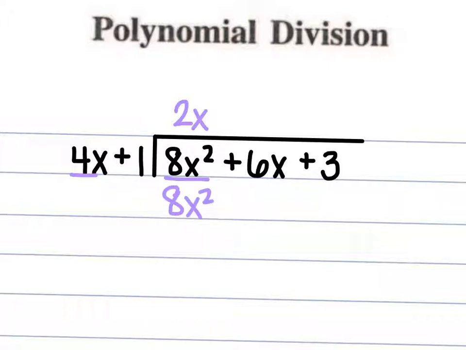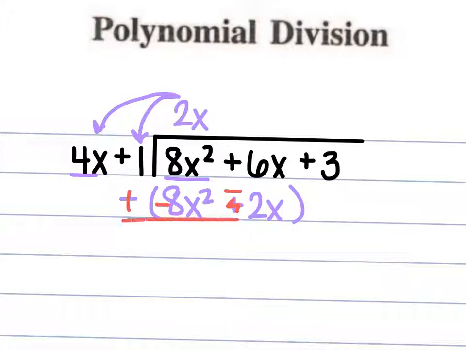Our whole idea is to get the same first term underneath the like term that it is. So from there, I'm going to multiply the 2x by 4x, which gives me the 8x squared, and the 2x by 1, that gives me a 2x. Then I'm going to subtract these two, put it on the outside of the parentheses. When I subtract, it's the same thing as adding the opposites. So the 8x squareds are going to cancel. The 6x minus 2x is 4x, and that 3 gets brought down.